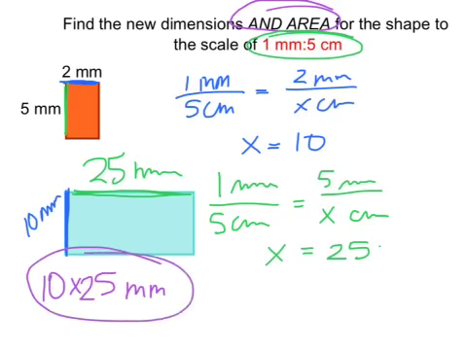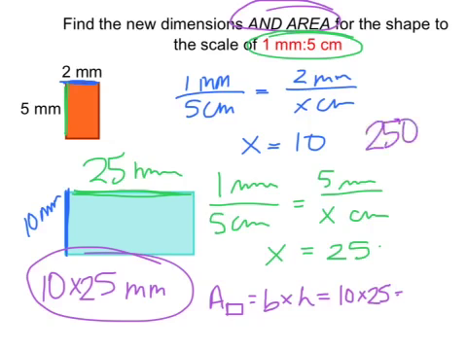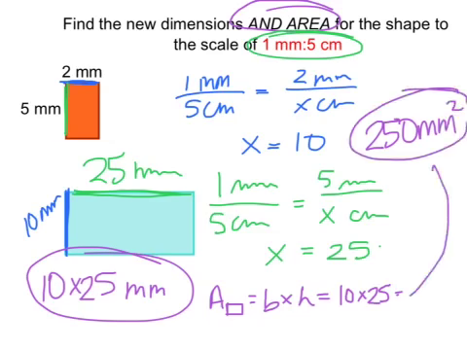But now we also have to find the area. And remember, area of a rectangle equals base times height. So we take 10 times 25 and we get 250, but we need a label. It was millimeter, and for area, you square it. So the area is 250 millimeters squared.